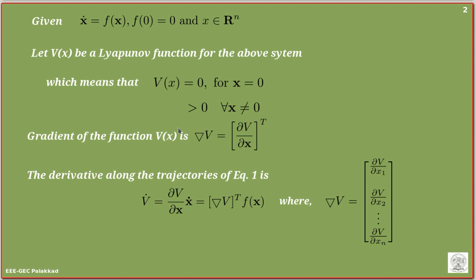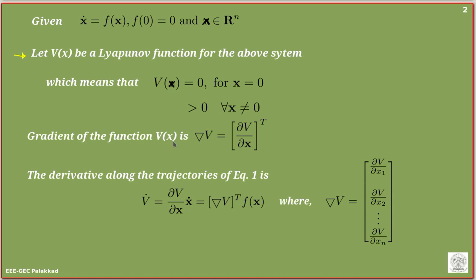So all these things you know, but I will just repeat it once again. Given any system x dot is equal to f of x with the equilibrium point exactly at the 0, and this is an nth order system, so x is an element of Rn. So let us first choose a Lyapunov function v of x as a positive definite function.